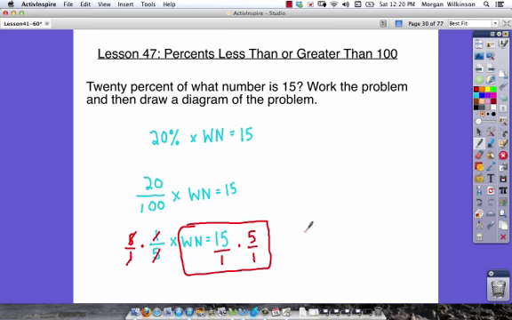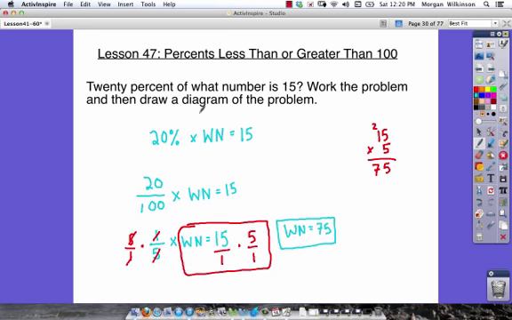Let's go ahead and simplify. 15 times 5. 5 times 5 is 25. We carry our 2. 5 times 1 is 5. Plus 2 more is 7. We get 75. So Wn is equal to 75. So 20% of 75 is 15. We've got our final answer.